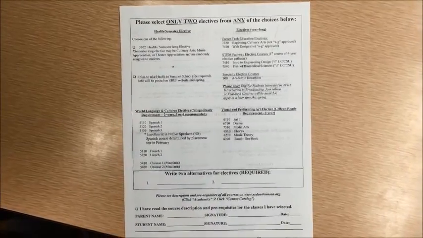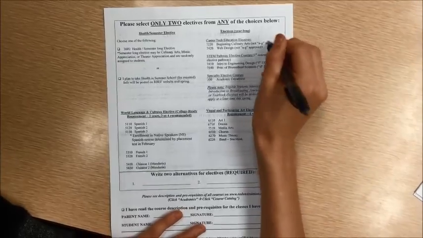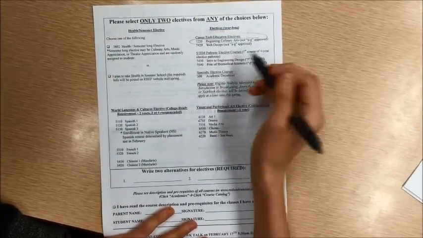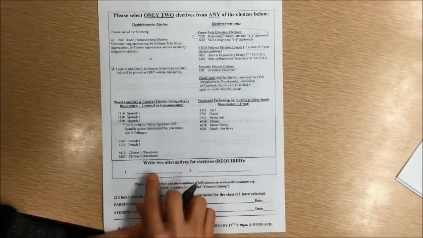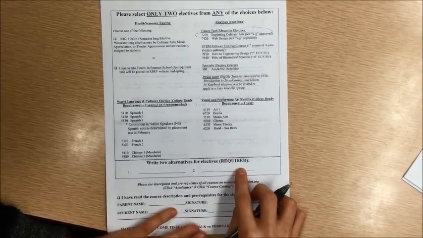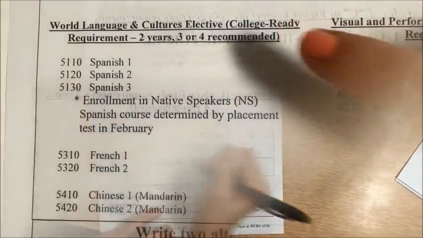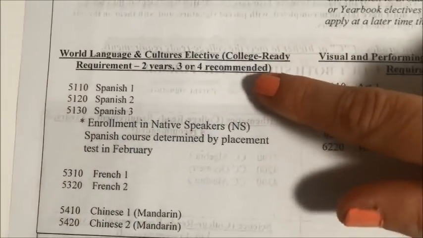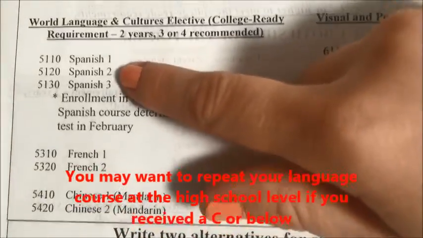All 9th graders must select 2 and only 2 electives from these lists below, such as Culinary Arts and Intro to Engineering. If you don't get those choices, you want to make sure you write 2 alternative electives. When selecting foreign language, remember, a good foundation is critical for advancing to 2nd or 3rd year foreign language.